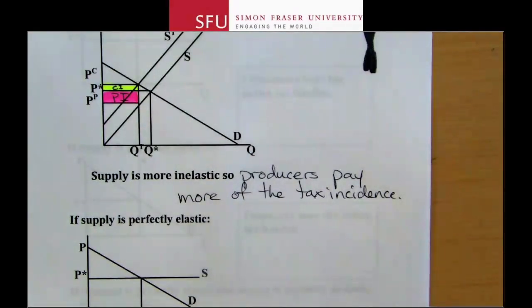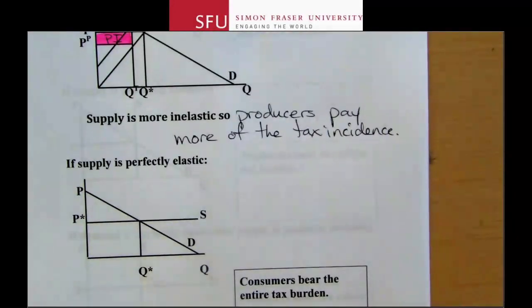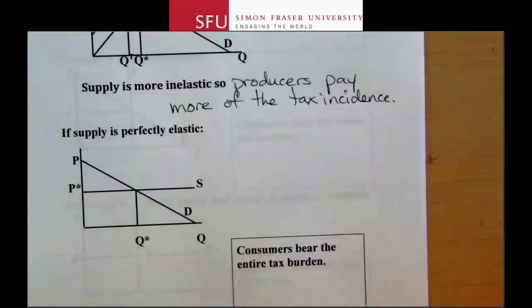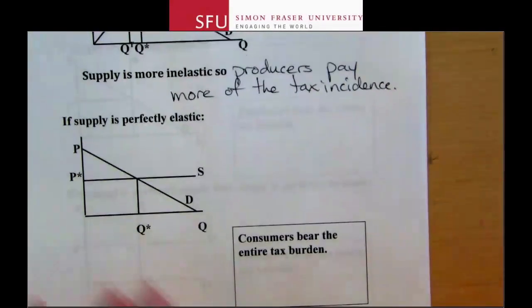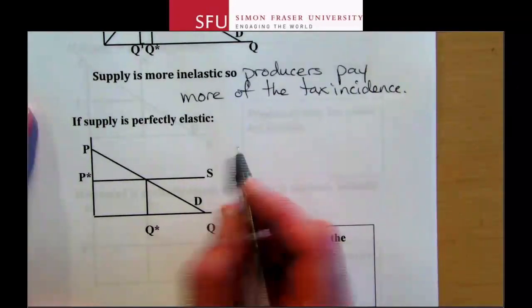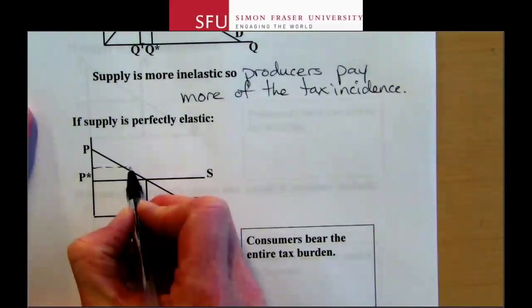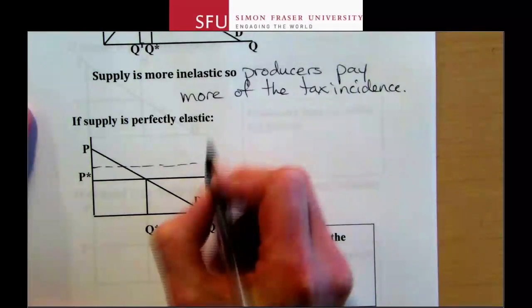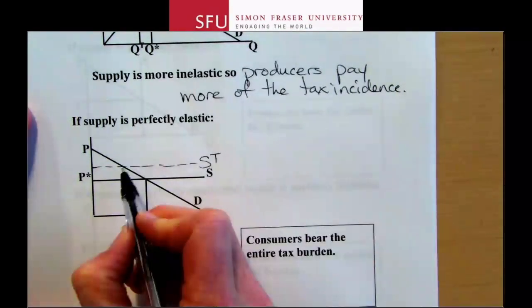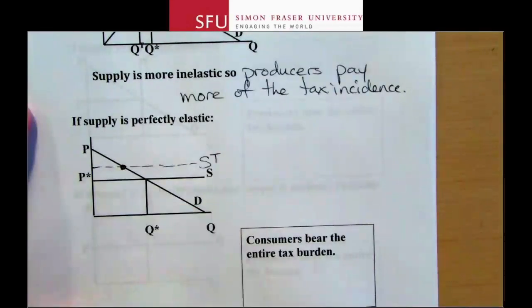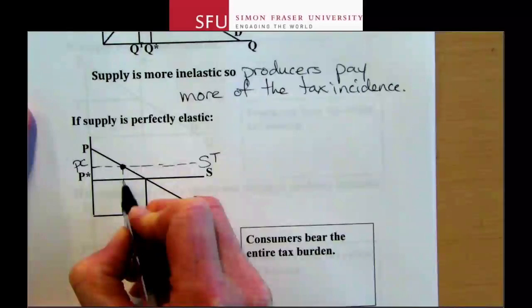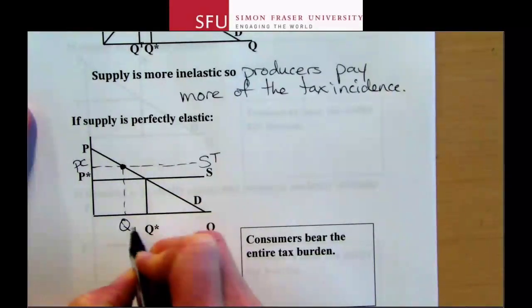All right, so now we're going to go through examples where the curves are either horizontal or vertical, and we'll see what happens. Now, first one, supply is perfectly elastic. All right, so now we add a tax. So the supply curve will be higher by the amount of the tax. And now we can see the new equilibrium would be here. So consumers will pay this price. The quantity will be here.